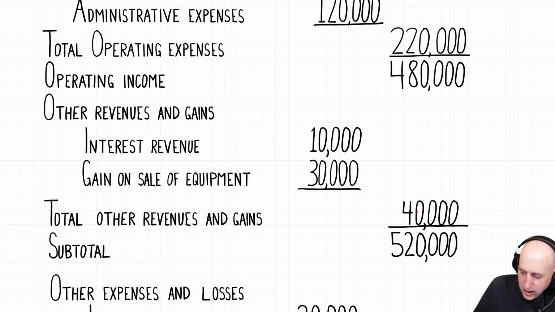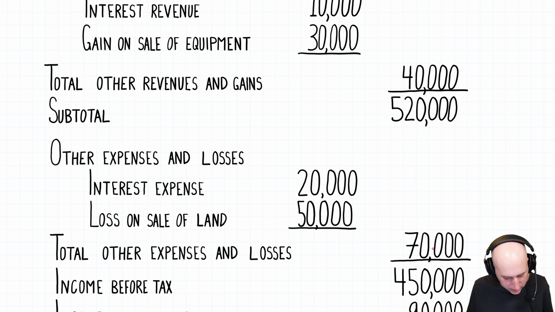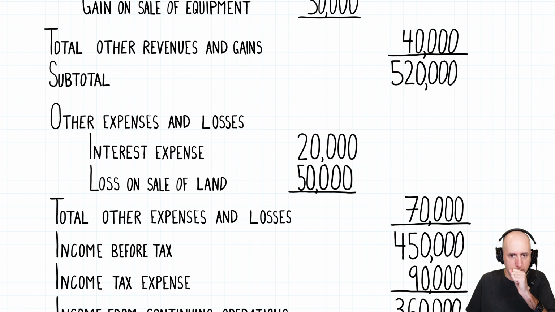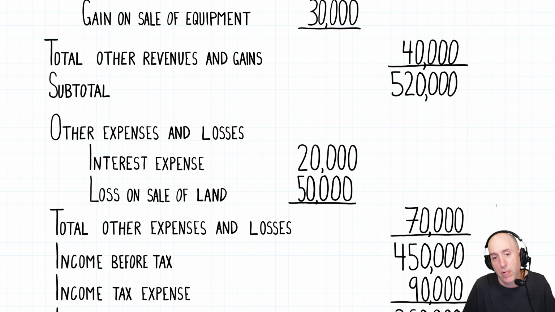Other revenues and gains add to it, so 480 plus 40 is 520, and other expenses deduct from it, so 520 minus, we had $70,000 in other expenses, brings us down to 450. That brings us to our income before tax. Our income tax here was $90,000, which is, I guess, a 20% tax rate, fair enough.